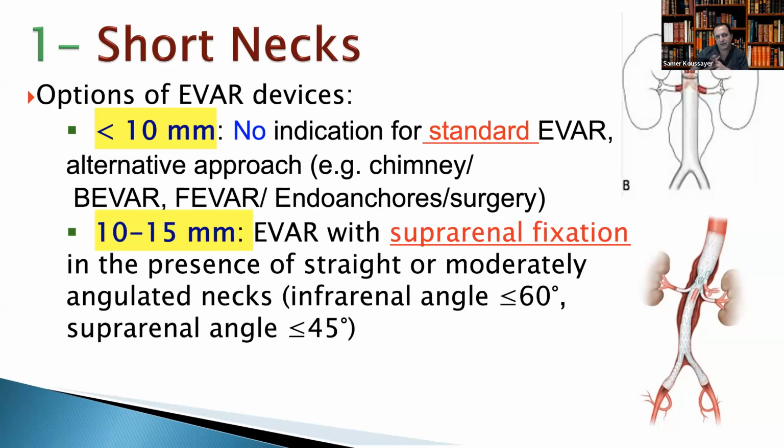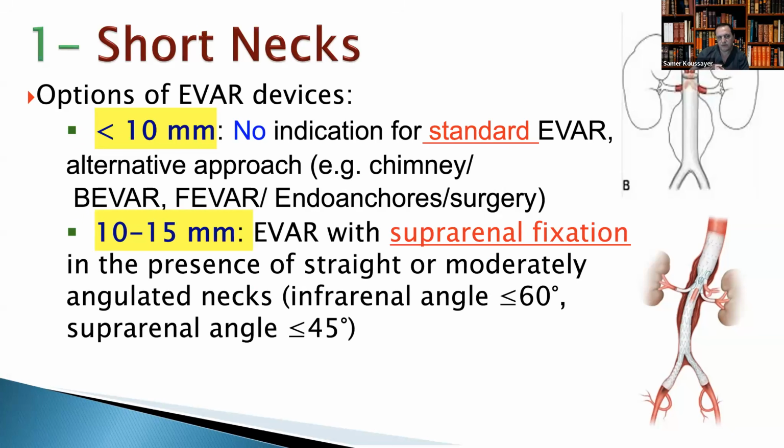If you have 10 to 15 millimeters, then it is within IFU. You can use any EVAR, but it's better to use the one with suprarenal fixation because the neck is still short, so you need something to give you more fixation. When you do suprarenal fixation, your fixation doesn't depend only on the infrarenal neck. It depends also on suprarenal fixation.